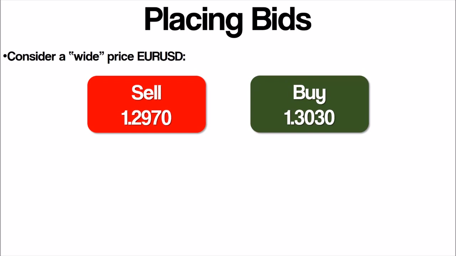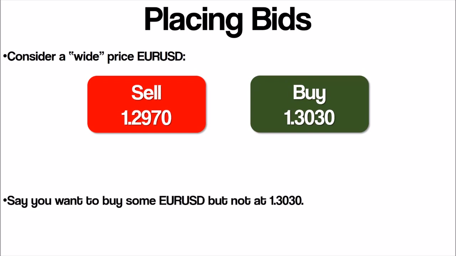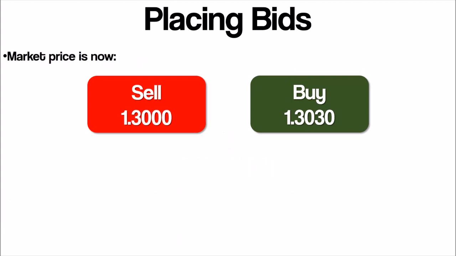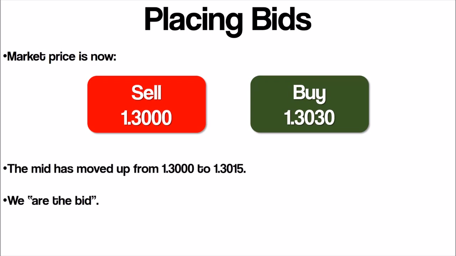Okay, so say for example there's a wide price now. For euro dollar, this would be considered quite a wide price. So say you want to buy some euro dollar, but you're not willing to pay 1.3030. What you could do is place a bid. So you'll say to the market, I'm willing to buy at 1.3000, but not 1.3030. If you do that, your bid will be entered into the system and the price will go up, because you're the bid now at 1.3000, and someone else who comes along can look at the price and say, I can sell now at 1.3000. So the mid's moved up and we are now the bid.